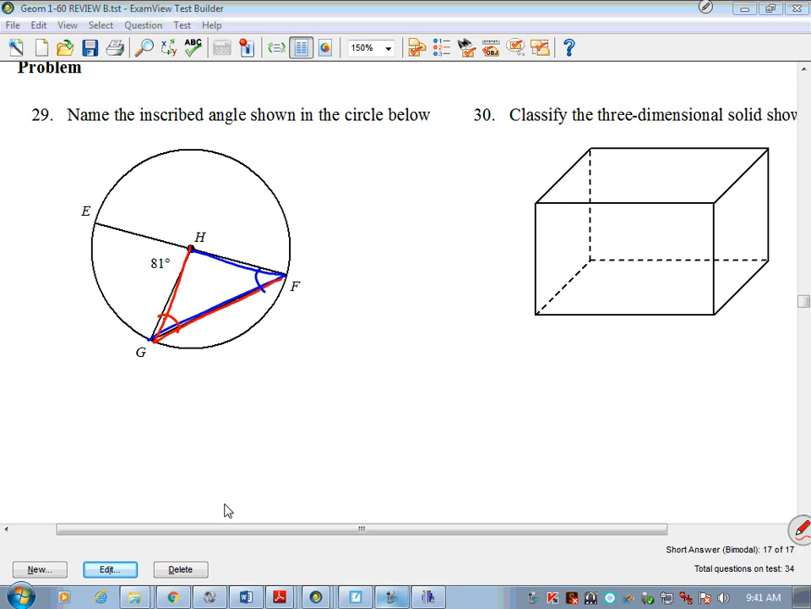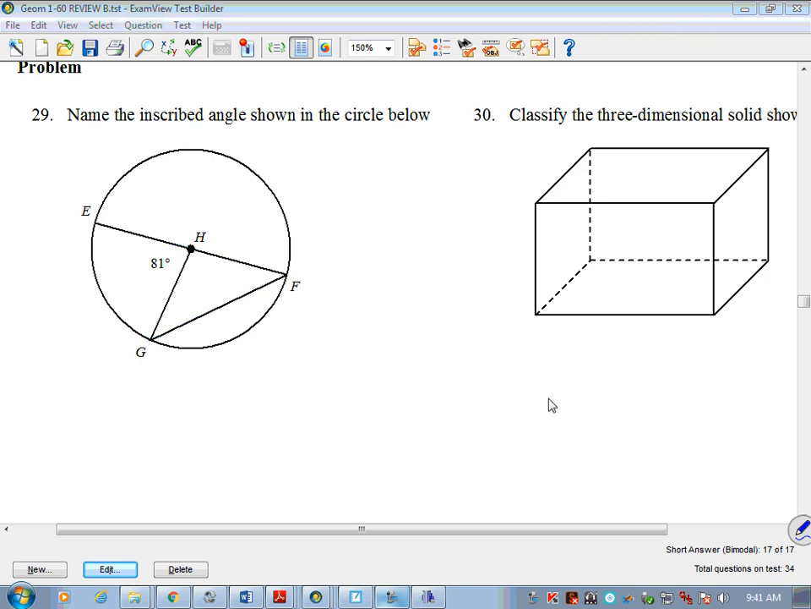But angle EFG is the one that they're actually asking for. Okay, and I think I understand. The reason that this red one is not inscribed is because it doesn't go out to another endpoint. It just goes to the center. So the only inscribed angle here that has endpoints on the circle is angle EFG. That's why they're going with that on 29.